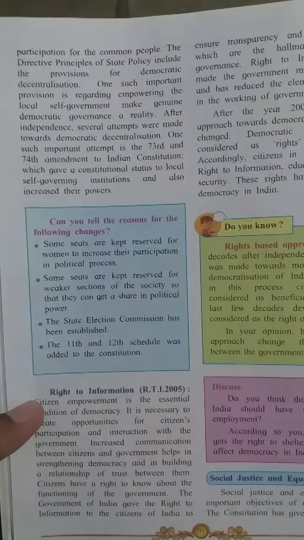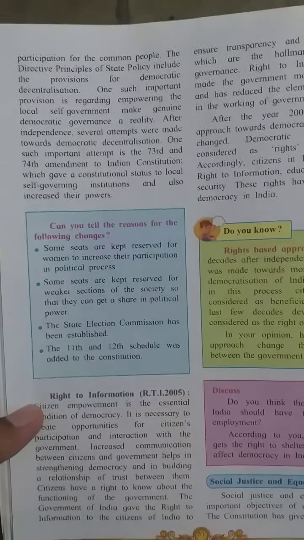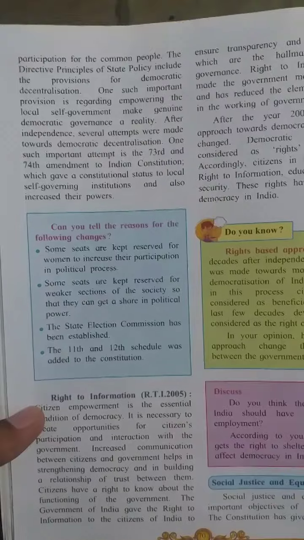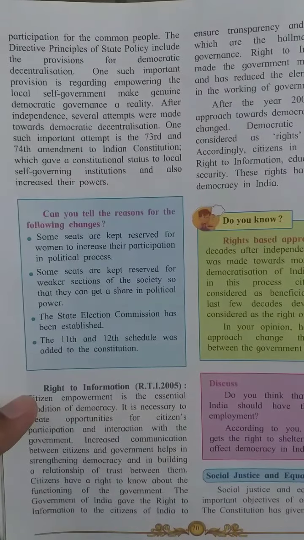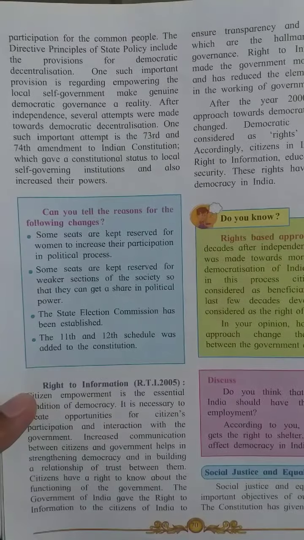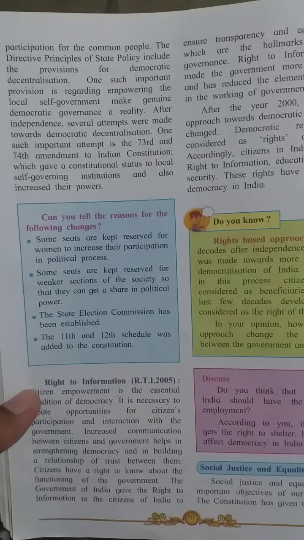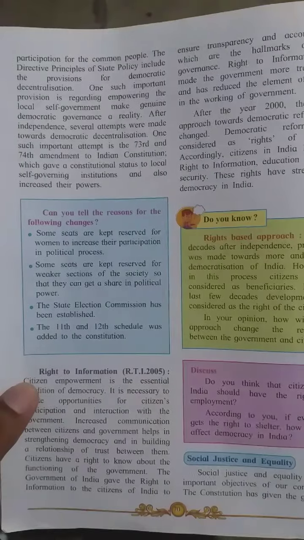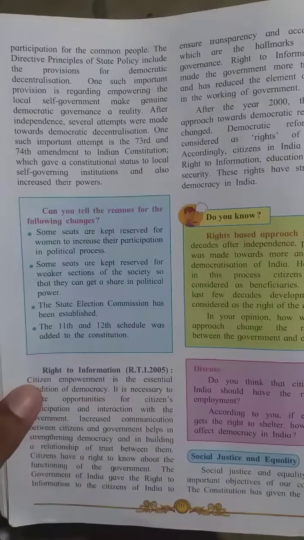After independence, several attempts were made towards democratic decentralization. One such important attempt is the 73rd and 74th Amendment to the Indian Constitution, which gave a constitutional status to local self-governing institutions and also increased their power.